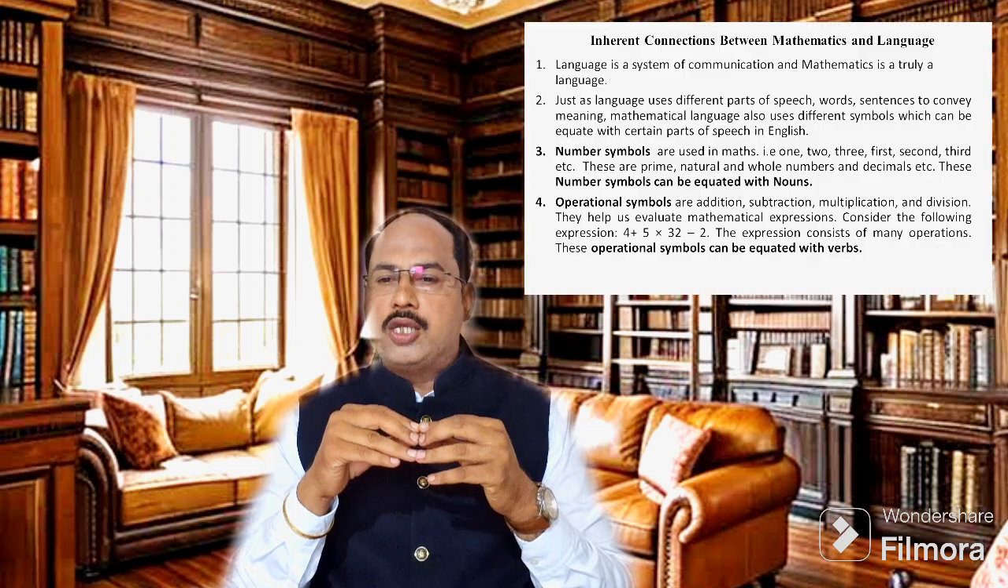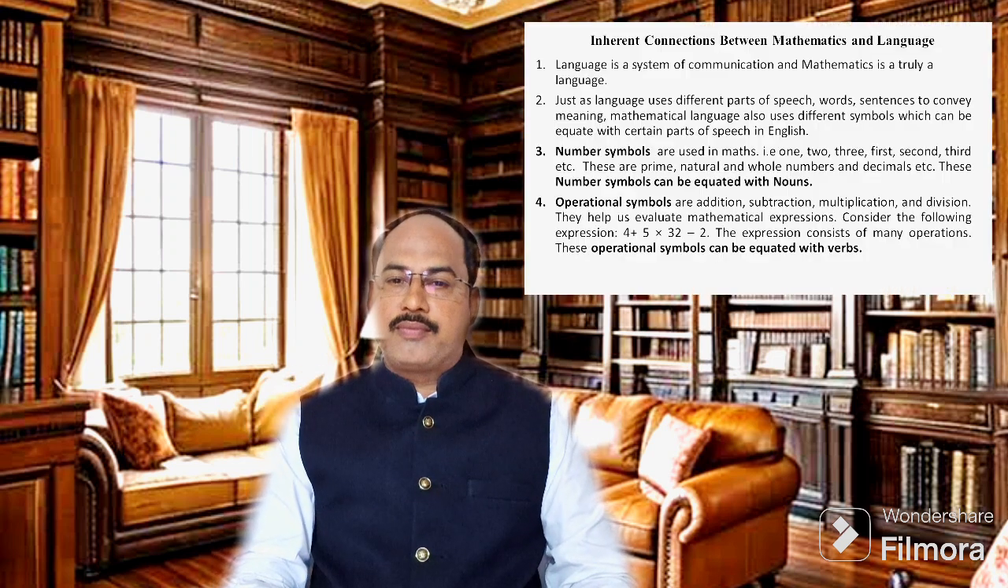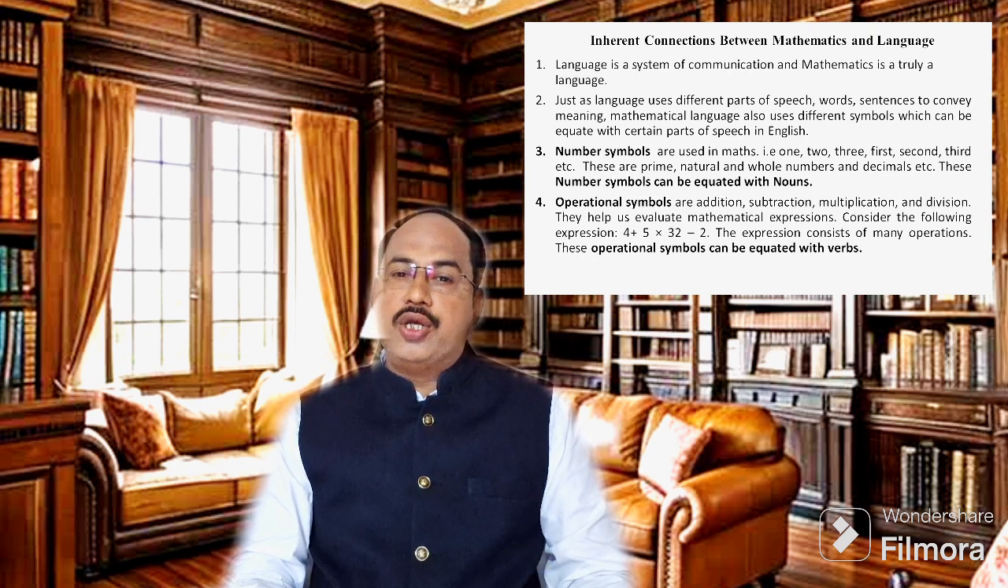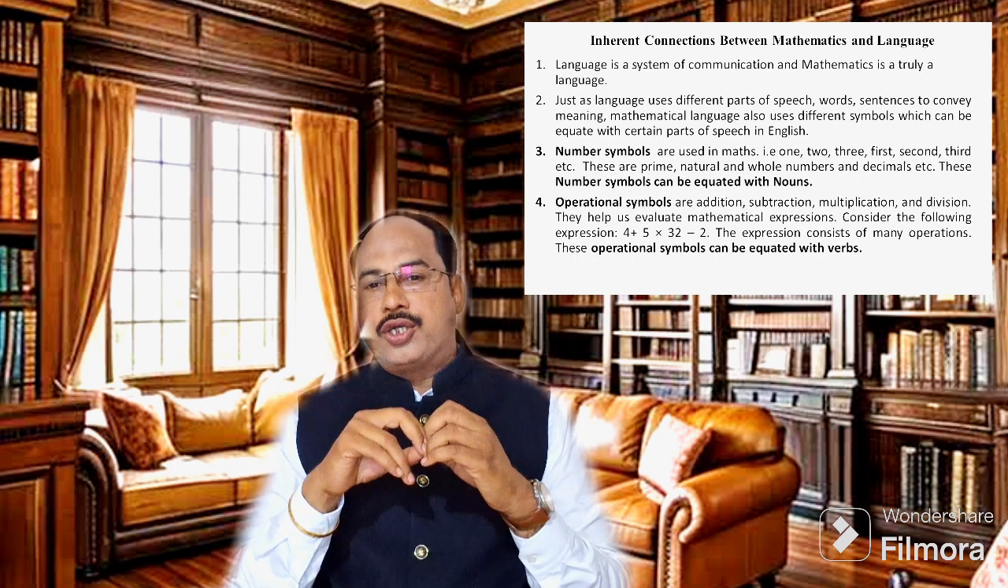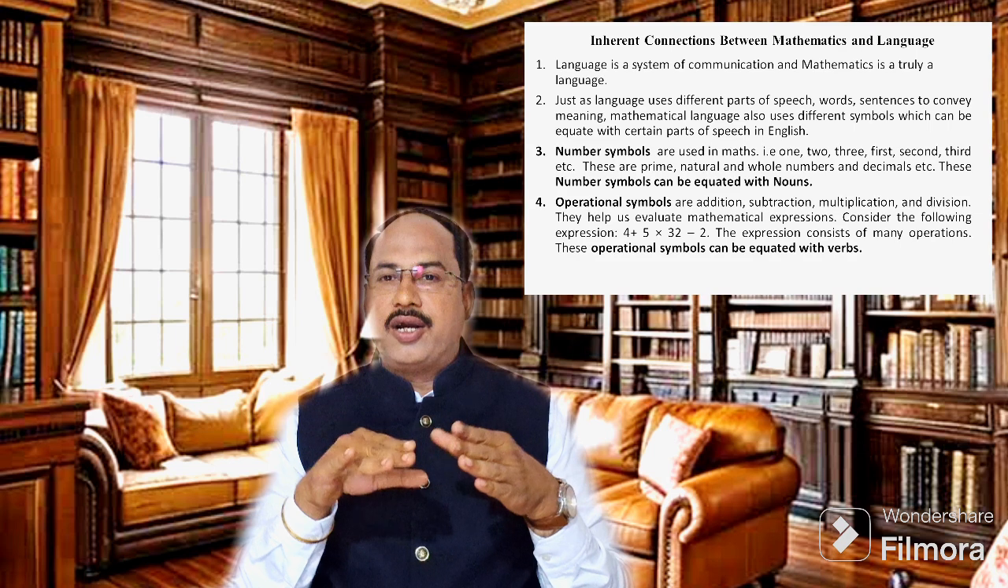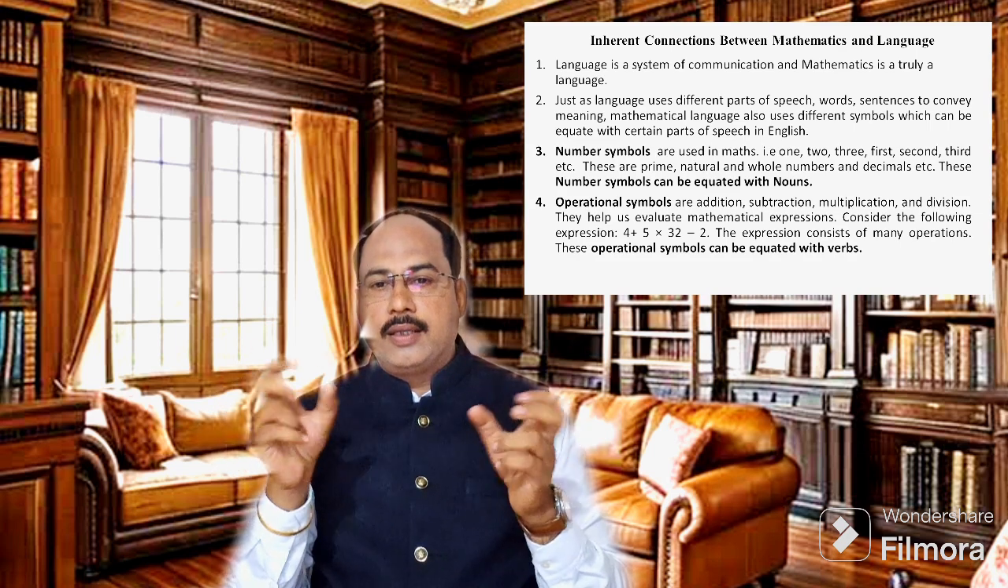Another type of symbol that mathematicians use is the operational symbols. Now, what are these operational symbols? The operational symbols are the main and basic mathematical symbols because they perform certain actions. For example, there is addition, subtraction, multiplication, and division. So they help us to evaluate mathematical expressions. For example, 4 plus 5 plus 35 minus 2. Now what is this? This expresses the equation, and the expression consists of multiple expressions. So these are the plus sign, minus sign, multiplication, division, etc.